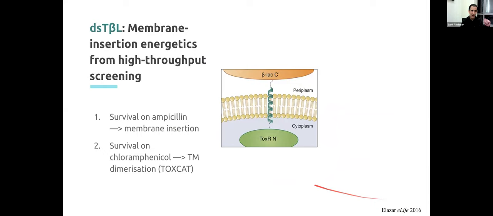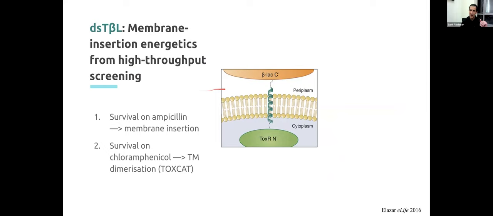This was published already a number of years ago. In order to get at this question of how to develop an energy function for the plasma membrane, we decided to generate an experimental system that would enable us to carry out high throughput screening of all mutants essentially in a membrane span.